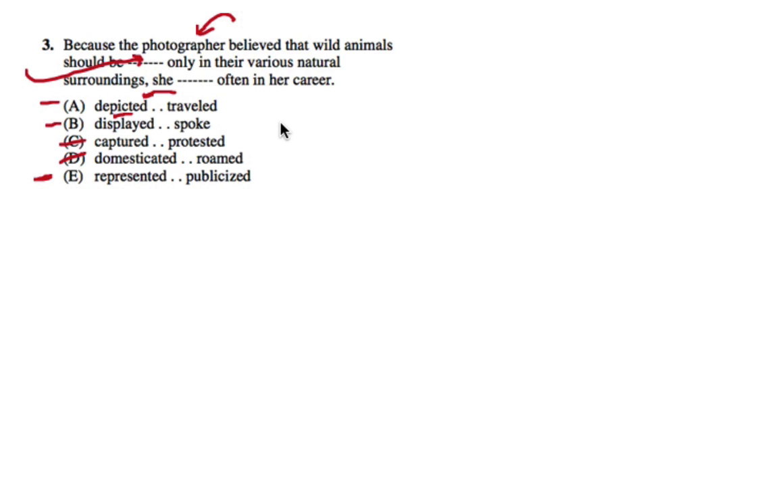Because the photographer believed that wild animals should be photographed or shown only in their various natural surroundings, she blank often in her career. So if she's a photographer and she thought the animals should be photographed only in their natural surroundings, she'd have to go to where they are, because presumably she doesn't live where a zebra or a lion lives, or a bear, or whatever. So the word pretty clearly means traveled.